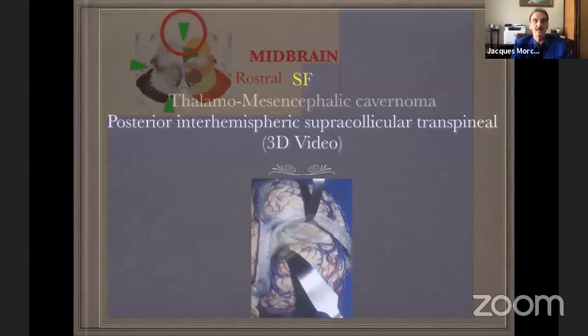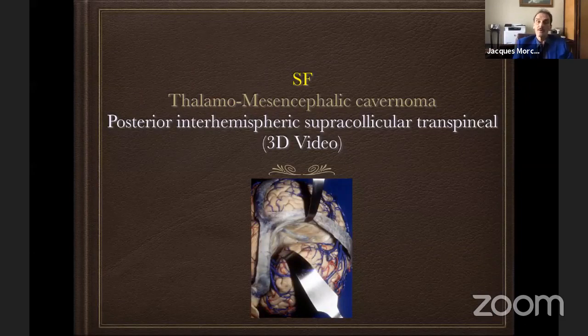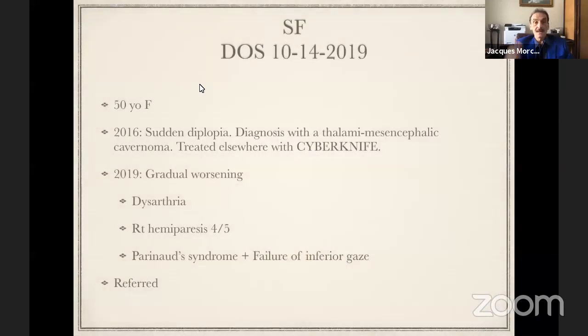Okay, another example, rostral midbrain. This is a thalamo-mesencephalic cavernoma. I am going to use a posterior interhemispheric supracollicular transpineal gland approach. You will see what I mean in a second. This is a classic example of how harmful radiosurgery can be. She's 50. She had sudden diplopia in 2016. Elsewhere, she was diagnosed, treated first time with CyberKnife radiosurgery.